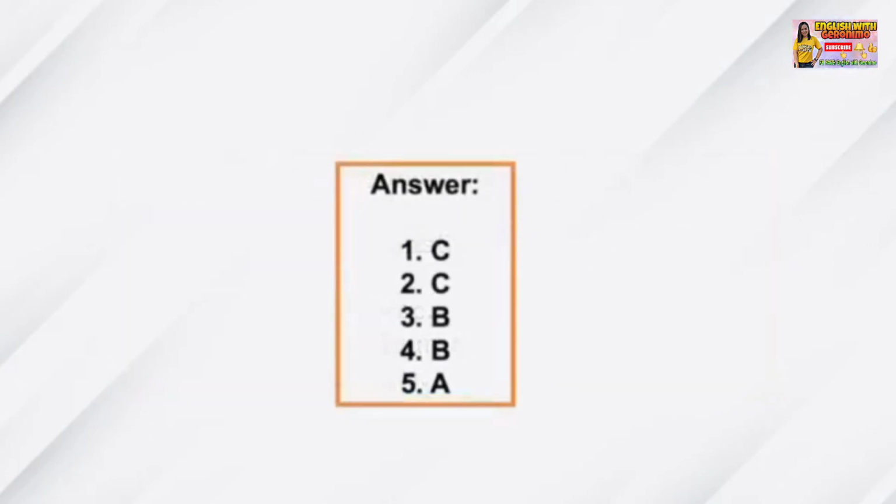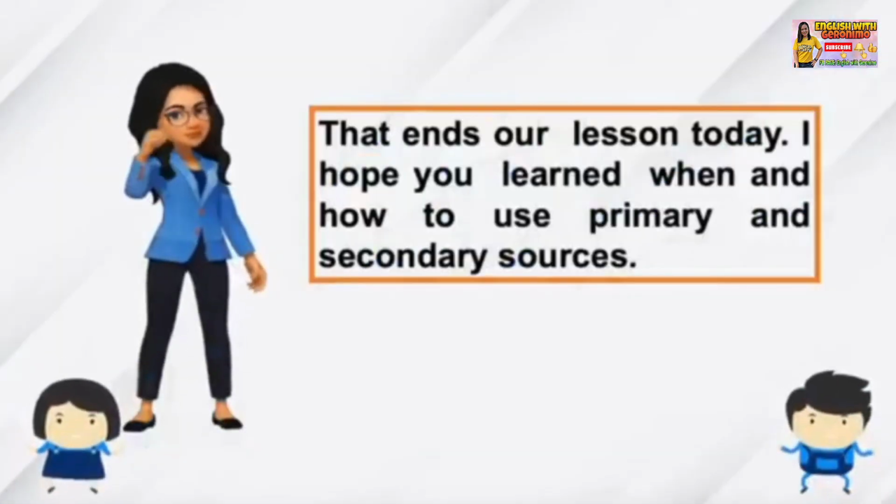Here are the correct answers. Number 1 is C, number 2 is C, number 3 is B, number 4 is B, and number 5 is A. And that ends our lesson today.